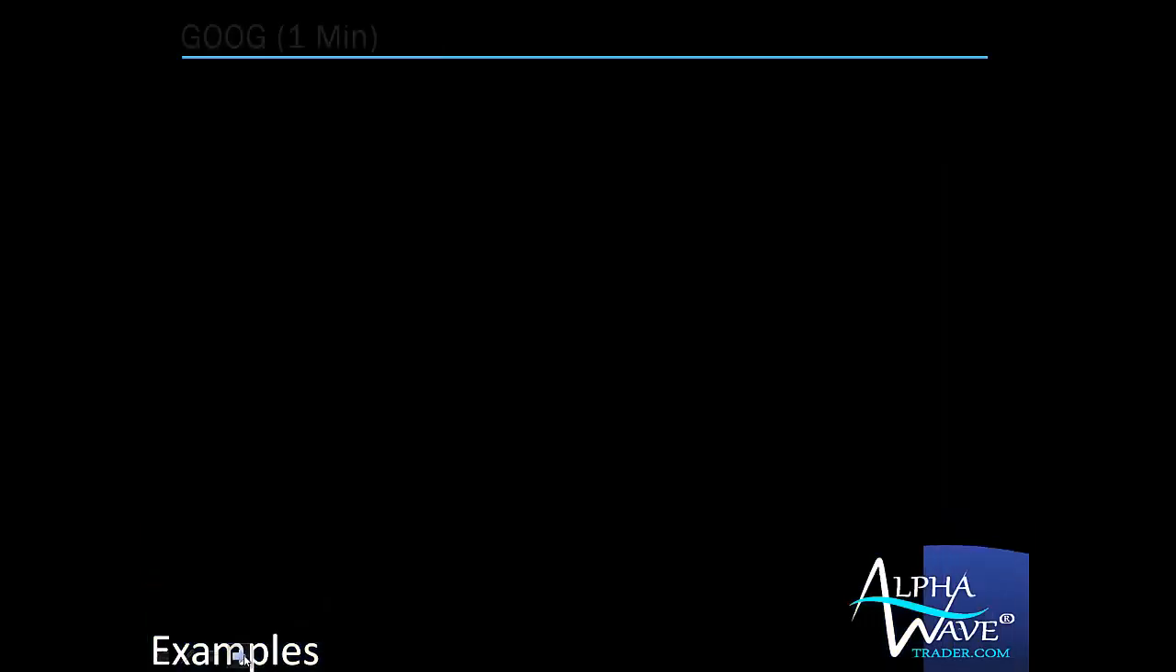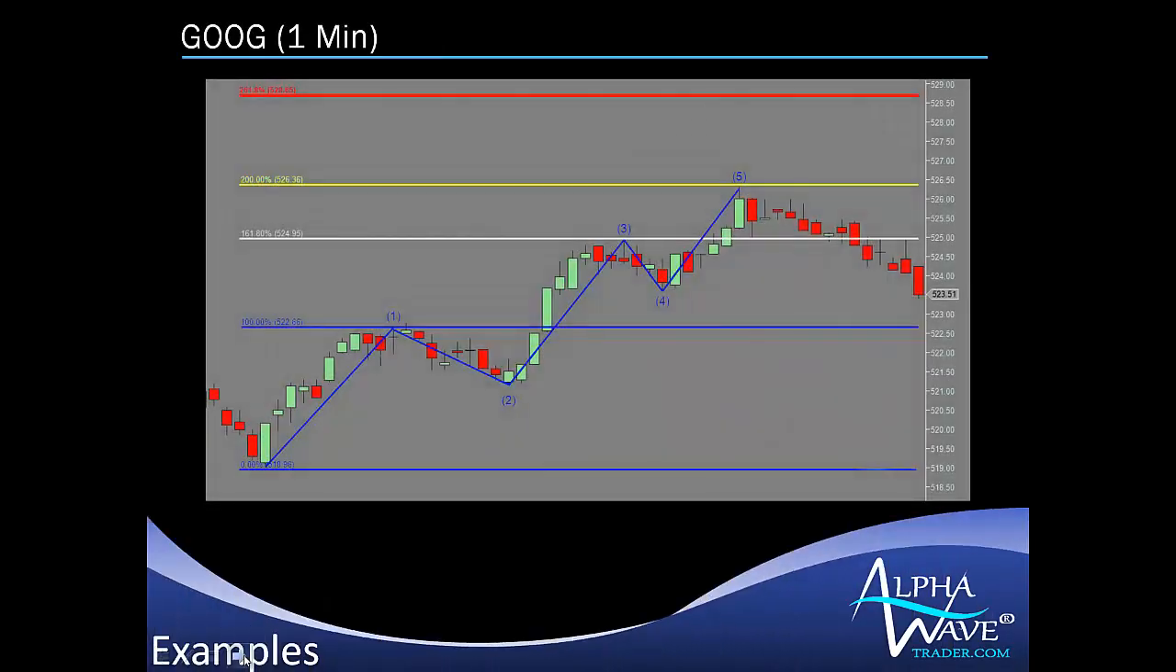So, a few more examples and I look forward to answering your questions. This is one of the cleanest charts you will ever see. This is classic. This is as clean as it gets. 5 waves, major trend, Google 1 minute.